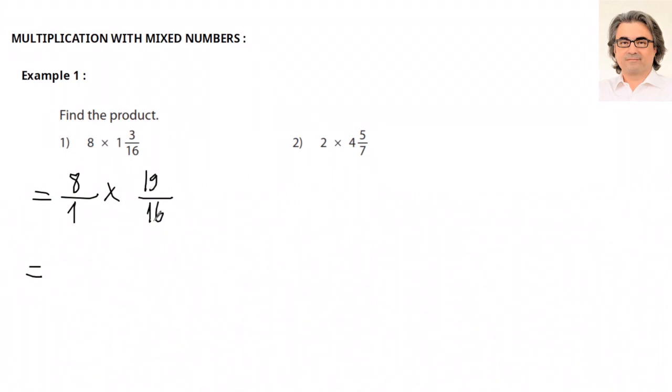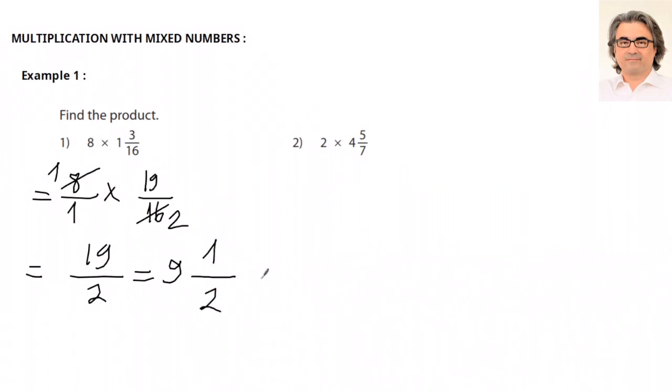Is there any simplification between numerators and denominators? Yes, between 8 and 16, they're both divisible by 8. 8 over 8 is 1. 16 over 8 is 2. 1 times 19 is 19. 1 times 2 is 2. This is the result. In 19, we have 9 twos. Remainder is 1. Sorry about that. 9 and 1 over 2.